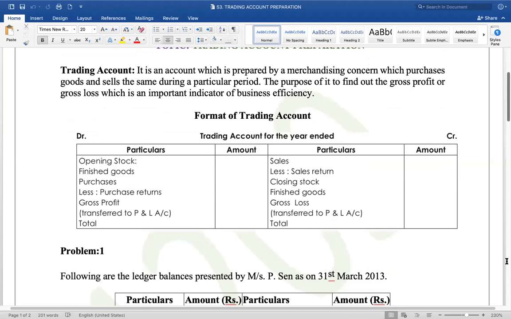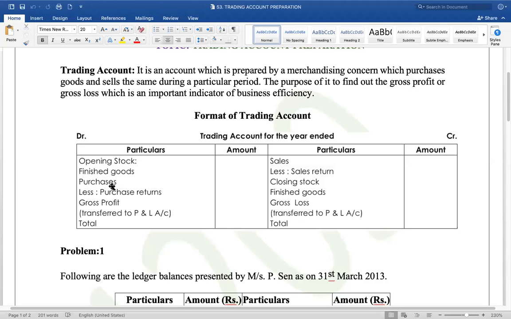The format is, on debit side, you take the opening stock of goods. If it's a manufacturing concern, then you will have many items of opening stock: materials opening stock, work in progress opening stock, finished goods opening stock. When it is trading, where you don't manufacture anything, you're simply buying and selling, then finished goods only appear here. Then purchases.